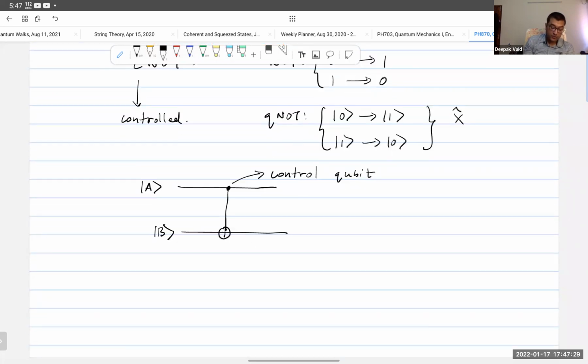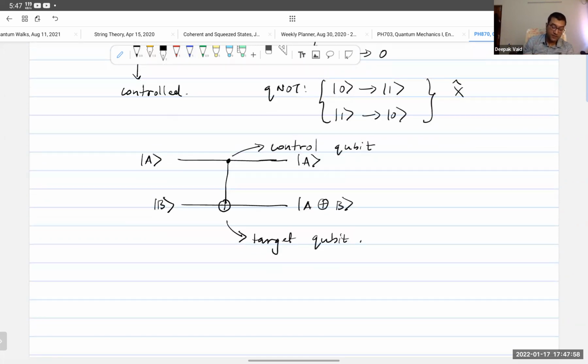The control qubit determines what happens to the target qubit. This is the target qubit. So the effect of this circuit is the following. The A qubit is unchanged, and the B qubit is changed. Where I have used this symbol, right?